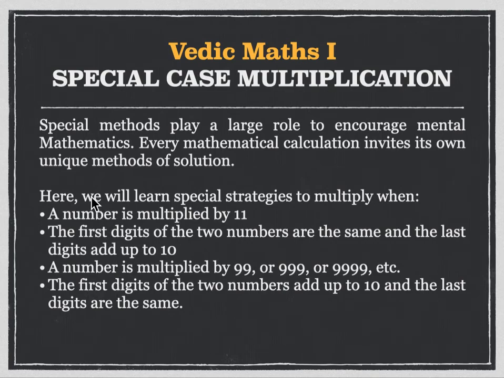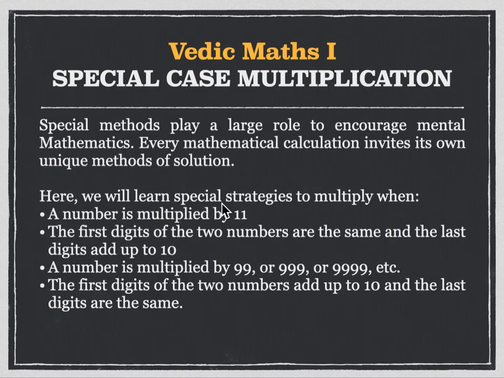So let me read this part. Special methods play a large role to encourage mental mathematics. Every mathematical calculation invites its own unique methods of solution. So again, these are special cases, after which we're going to explore the general case multiplication, wherein we can multiply any number by any number. But in this first part, we're going to talk about special cases wherein we can multiply rapidly if we adhere to certain conditions set in each special case.